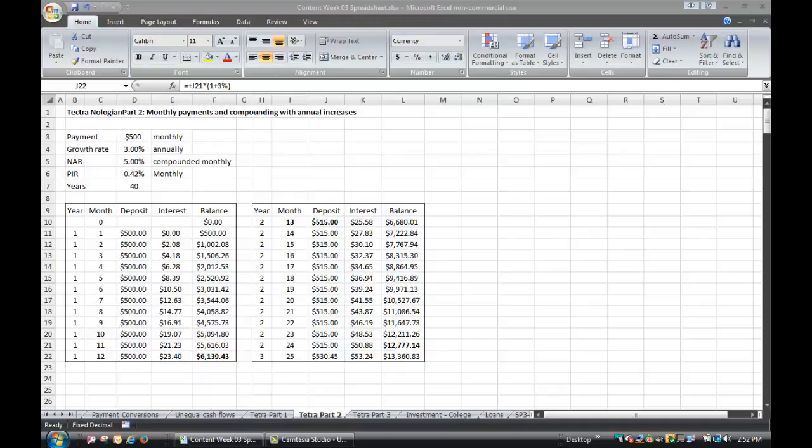Tectra has learned that more frequent deposits draw interest sooner and result in higher balances, so she decided to switch from annual deposits to the more common practice of monthly deposits. The nominal rate of 5% compounded monthly is still used. The payments in each month will stay constant during the year and increase at the end of the year. So each year they increase, but during the year the same.